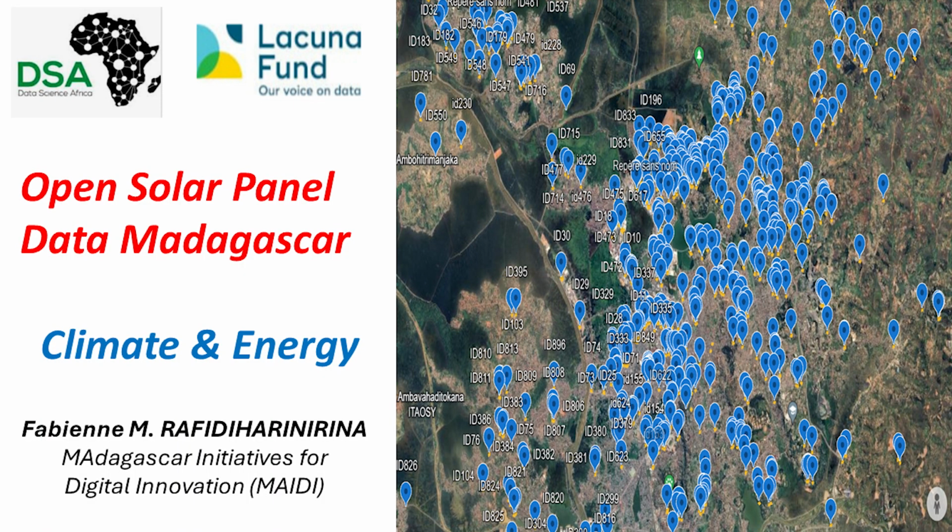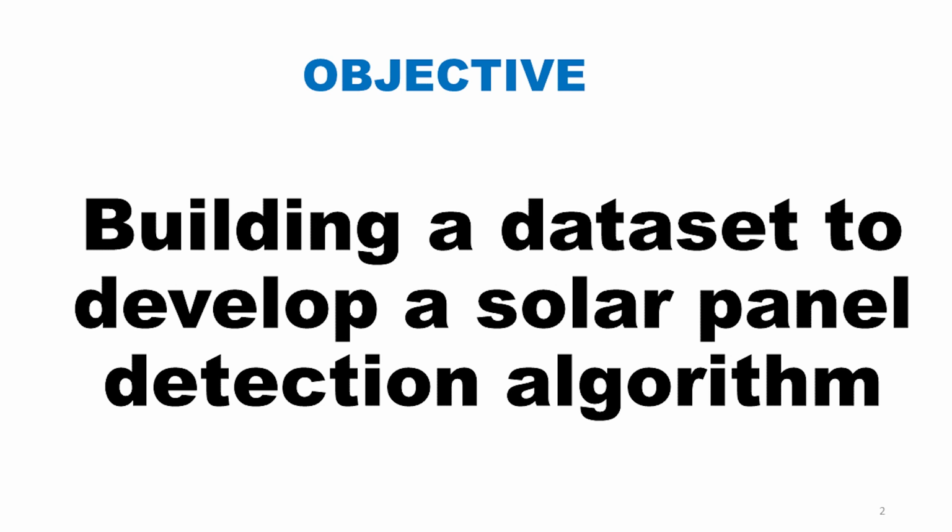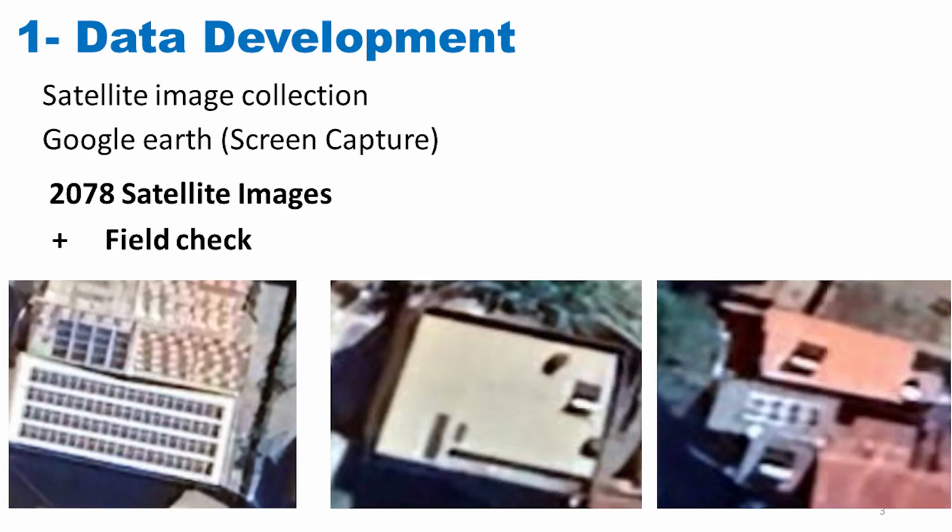So, as it was said, this project is a Lacuna-funded data collection project, and the main objective was to build a dataset for you to develop a solar panel detection algorithm. And to do this, the whole dataset itself comes from the annotation of both satellite and drone images.